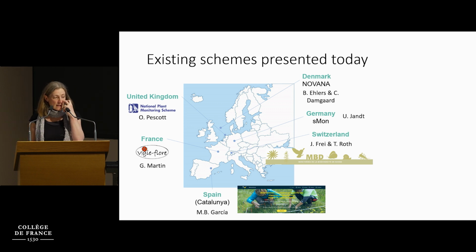And today we are lucky enough that representatives from the main plant monitoring schemes in Europe are gathered, and they will present their approach and the main results. In order of appearance, we will hear Oliver Pescott presenting the National Plant Monitoring Scheme in the United Kingdom. Maria Begonia Garcia presenting the scheme Adopt a Plant in Spain, in Catalonia. Jérôme Frey and Tobias Ross presenting the monitoring of biodiversity in Switzerland. Gabriel Martin presenting the French monitoring scheme, Vigiflore. Bodil Ehlers and Christian Damgaard presenting Novana in Denmark.